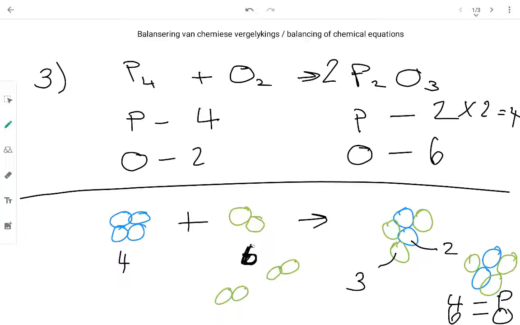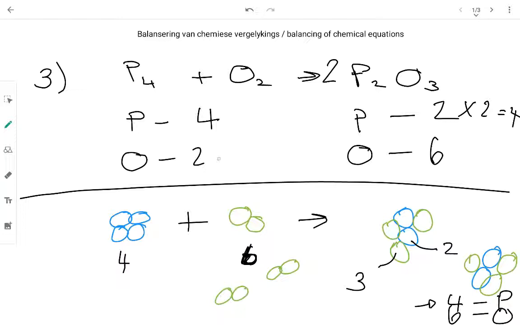So then instead of 2, I now have 6 oxygen atoms on my left, because I have 1, 2, 3, 4, 5, 6, meaning that my oxygen atoms on my left hand side are balanced with my oxygen atoms on my right. And the same with the amount of phosphorus atoms. Here I have 4 phosphorus atoms. On my right hand side I also have 4 phosphorus atoms.